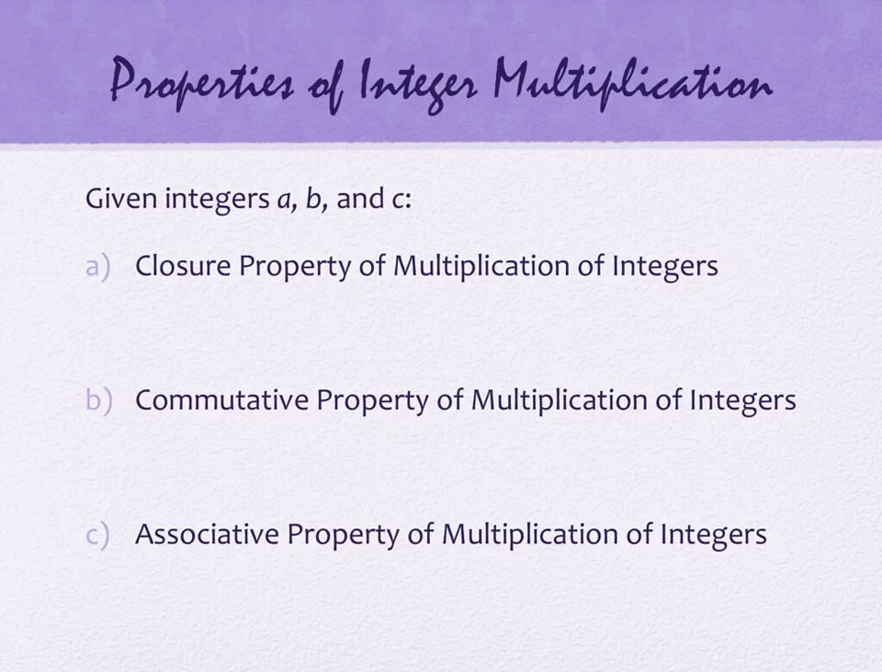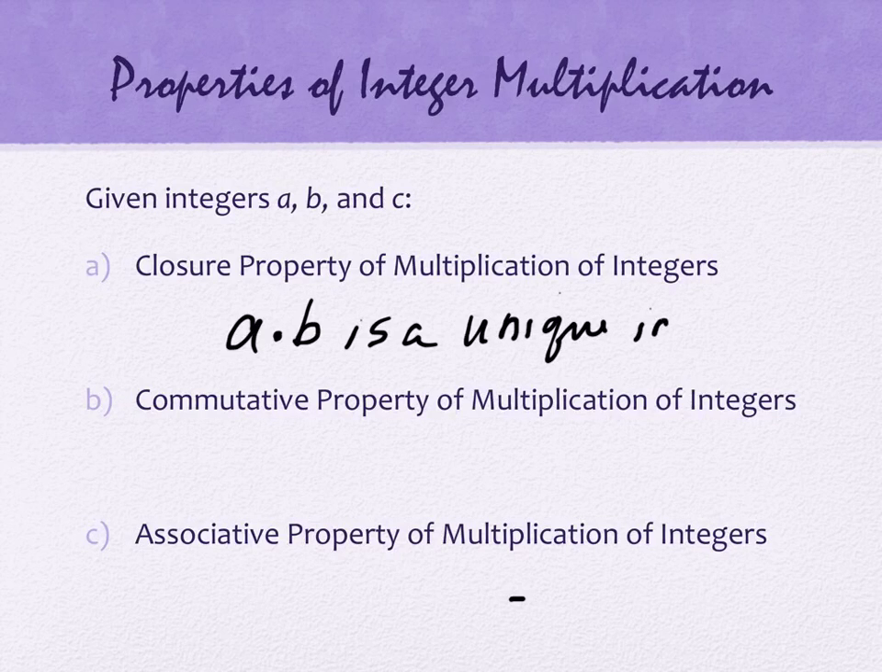Okay, some properties of integers. You have seen many of these before, just like we did in the last section. The first one, closure property of integers. What does closure mean for multiplication? You multiply 2 integers, you get an integer, right? If you multiply 2 integers, you don't get a fraction, you don't get a radical, you don't get a decimal, you get an integer. That's right. So A times B is a unique integer.